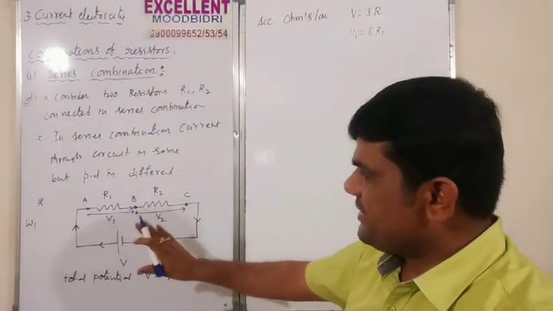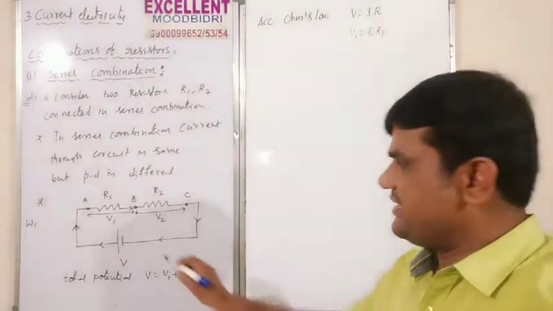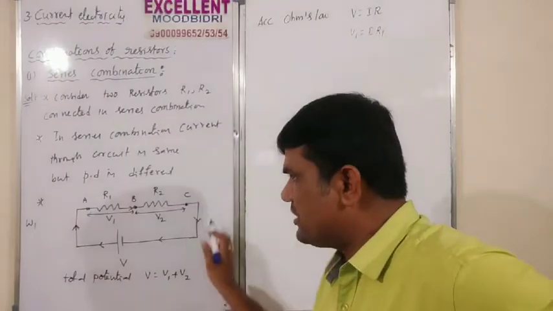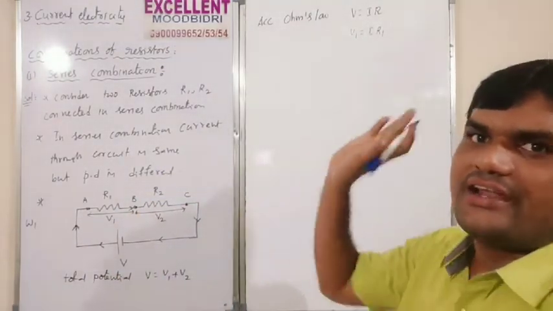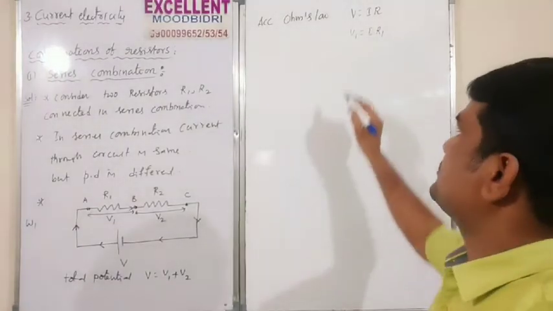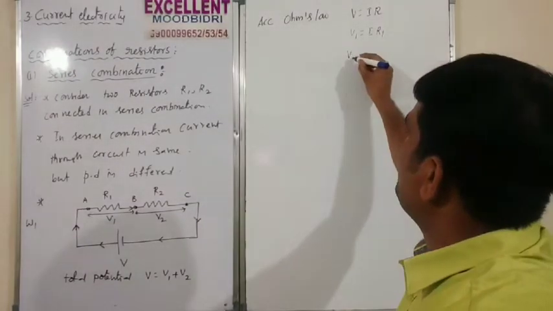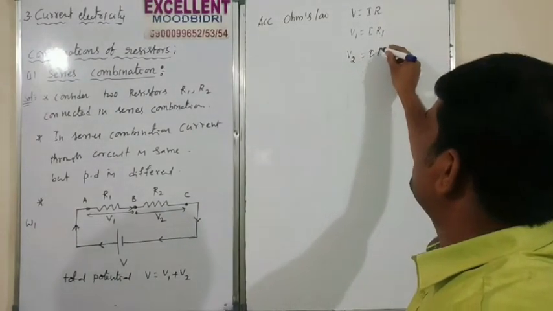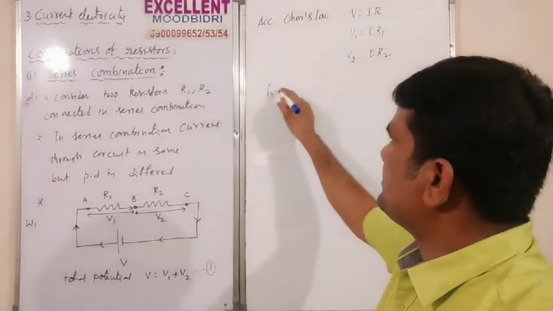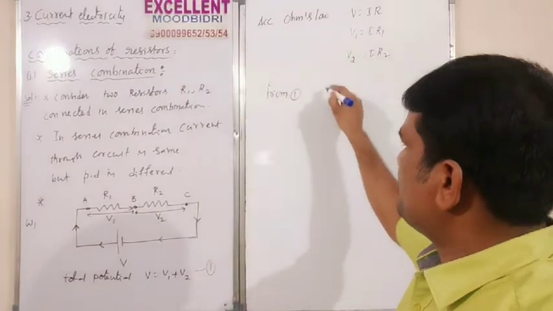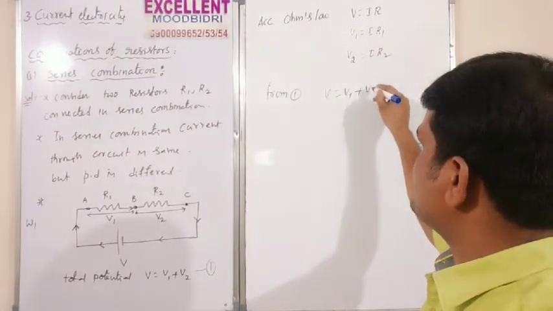If the current is divided, it means the current is different. But here there is only one circuit, therefore the current does not divide. So the current is the same. Similarly, V2 is equal to I into R2. This is equation number 1. So from 1, V is equal to V1 plus V2.